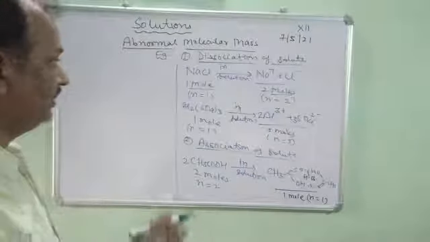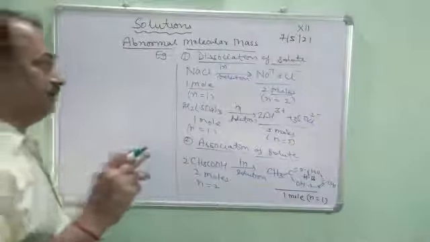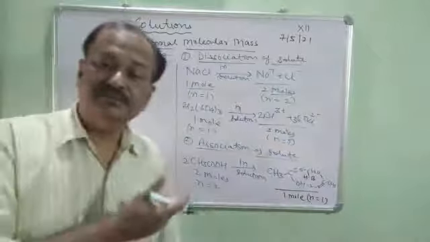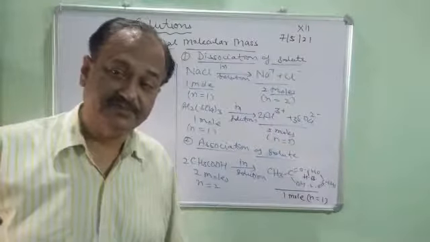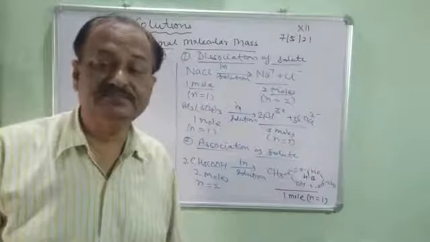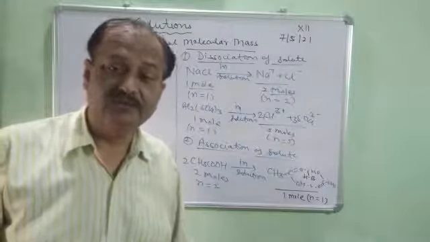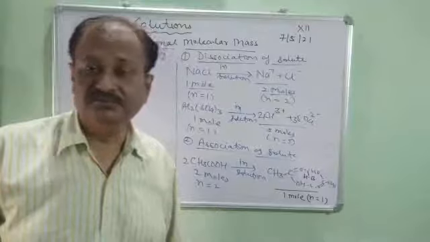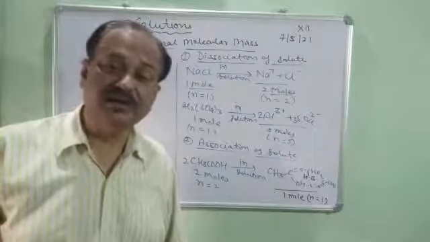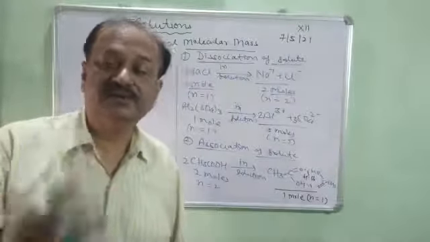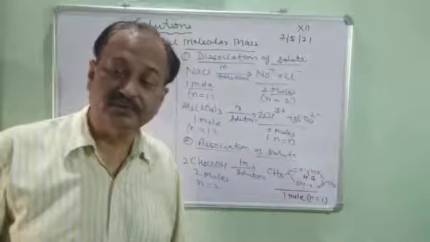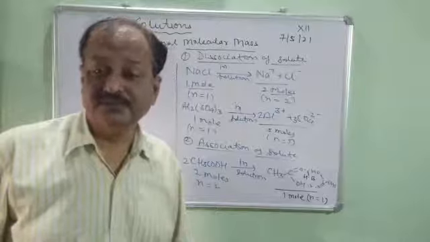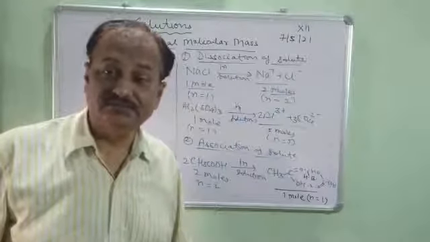Actually, children, there is a problem. This method is not foolproof. So we have to devise some mechanism to solve this problem. And it is solved by introducing a factor called Van 't Hoff factor. Name of scientist Van 't Hoff.